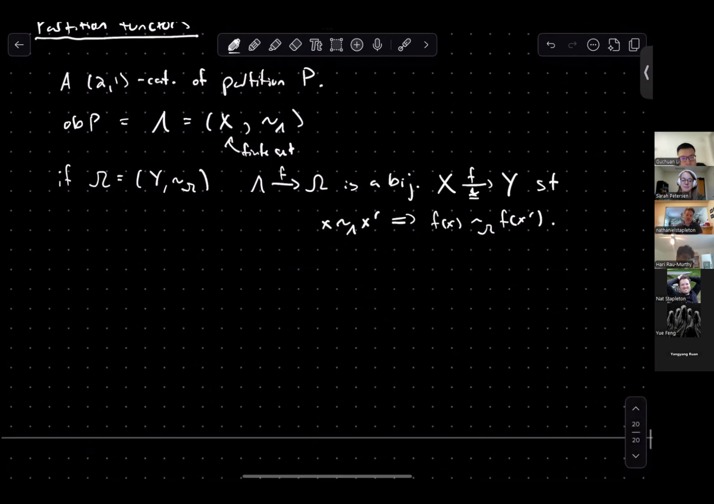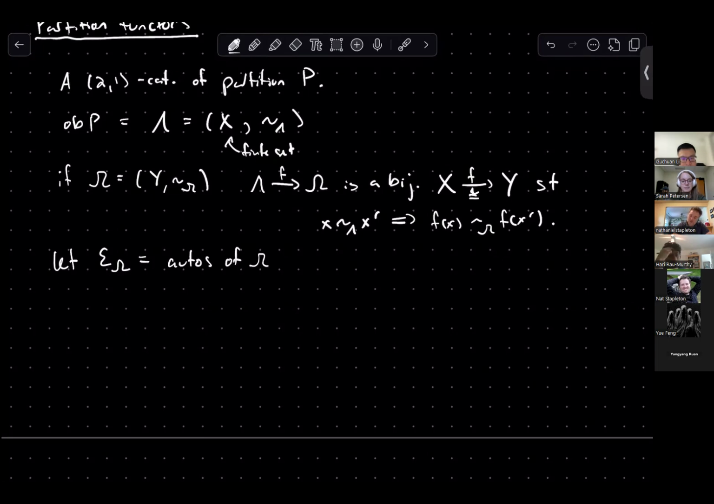But I said this is a 2-1 category, so I need to describe the 2-isomorphisms here. And for that, I need one other additional object associated to a partition, which is a symmetric group associated to the partition. So let Sigma_omega, the symmetric group associated to omega, be the group of automorphisms of omega that are the identity when I mod out by the equivalence relation. So they're automorphisms that send each equivalence class to itself.